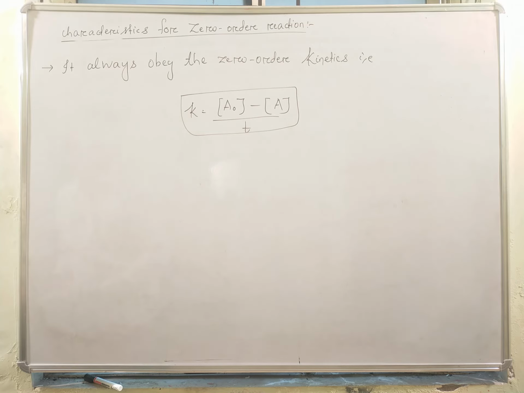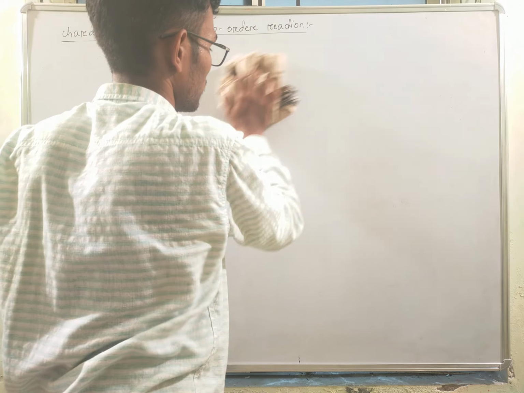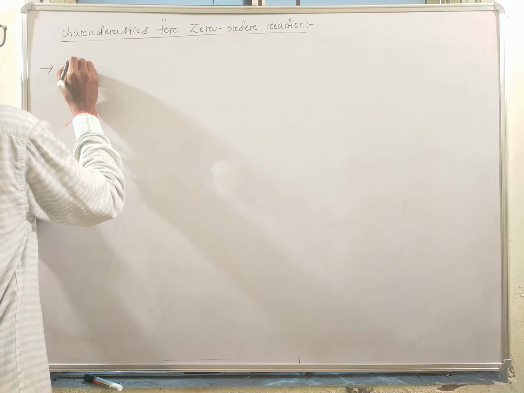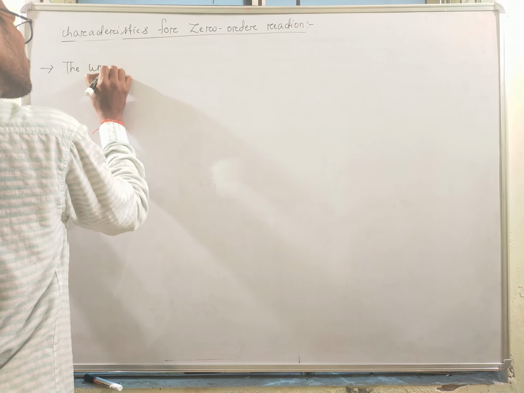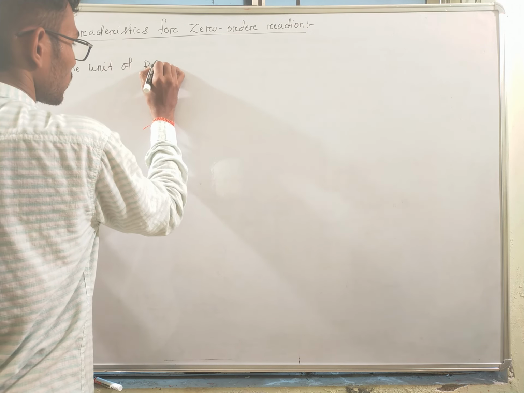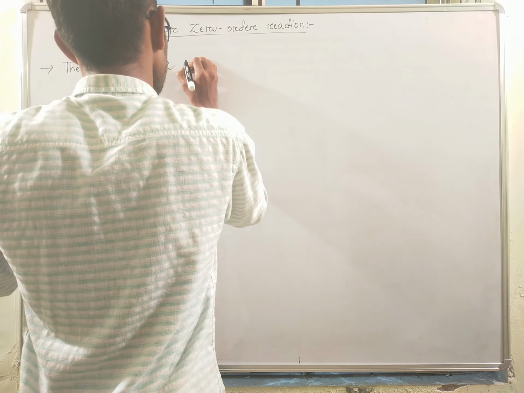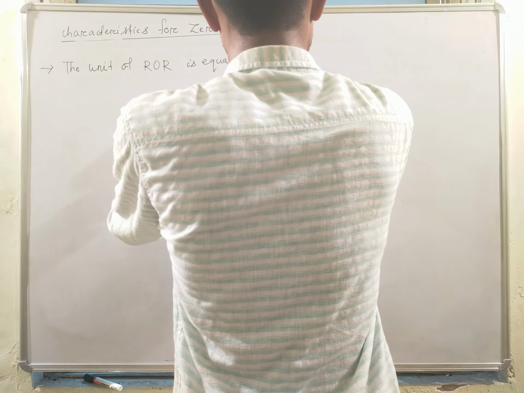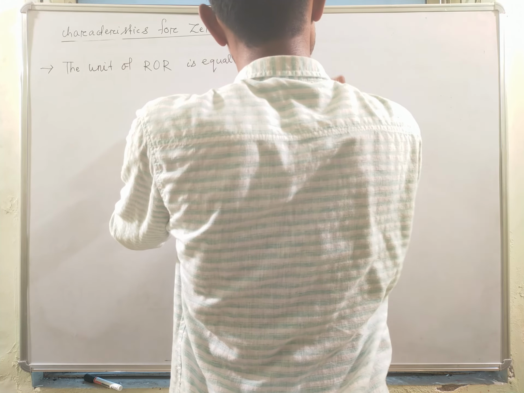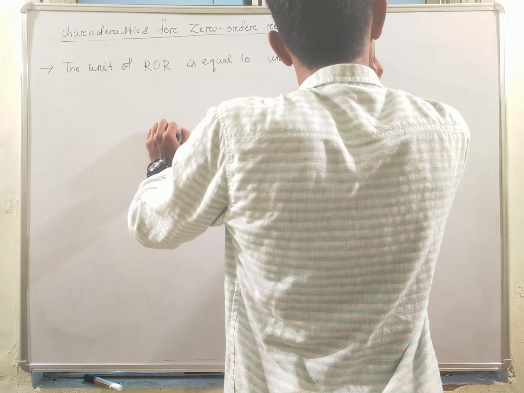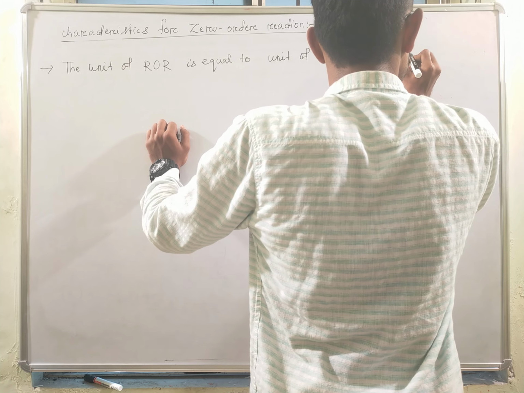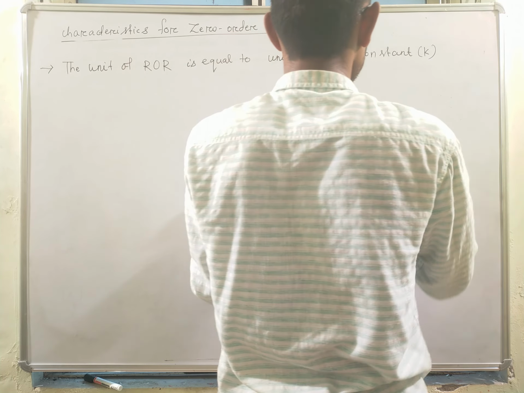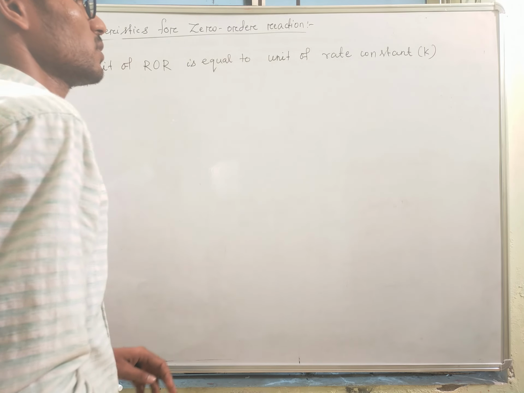Next is the last characteristic. For a zero order reaction, the unit of rate of reaction, that is ROR, is equal to the unit of rate constant, that is k.